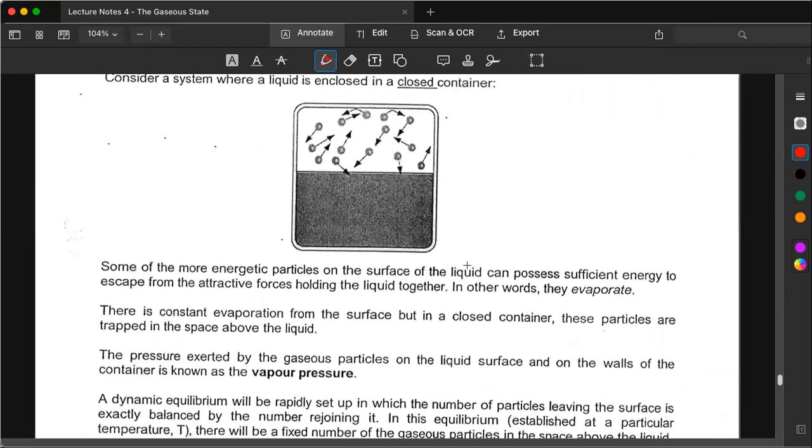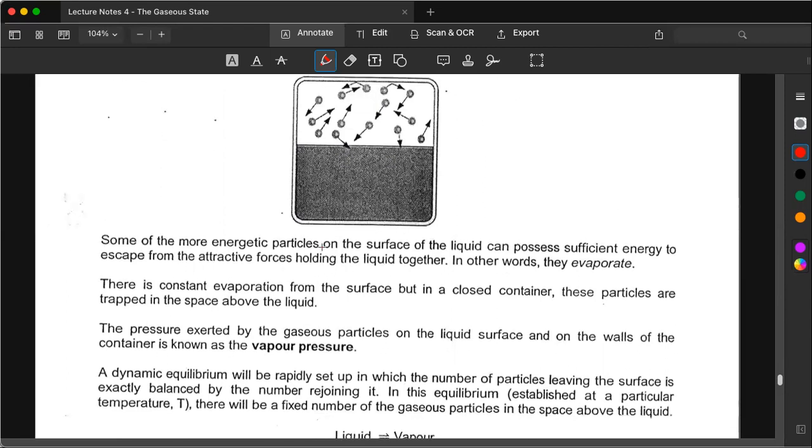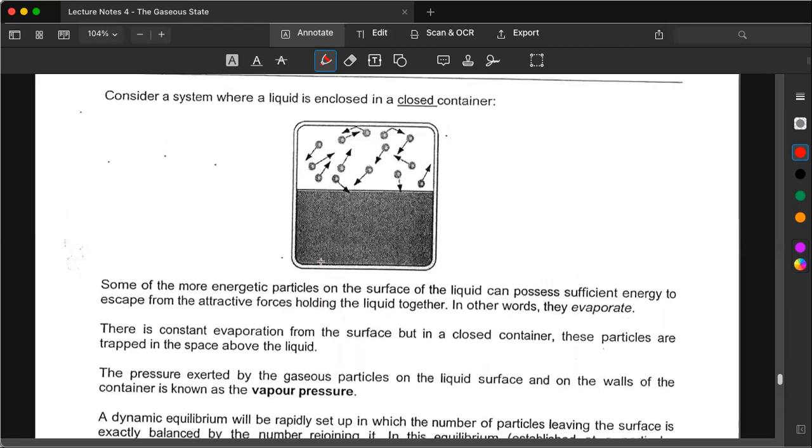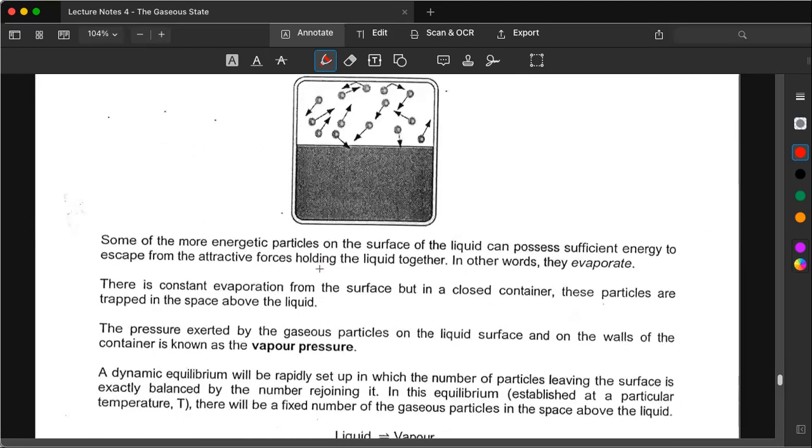So what happens is that some of the more energetic particles on the surface of the liquid possess sufficient energy to escape from the attractive forces holding the liquid together. In other words, they evaporate. So evaporation is a process where the particles on the surface of the liquid gain enough energy to escape, and they escape by overcoming the attractive forces that hold them. So in a container of liquid, there is always constant evaporation.